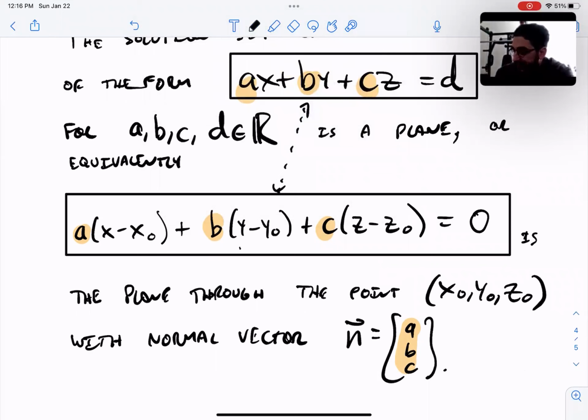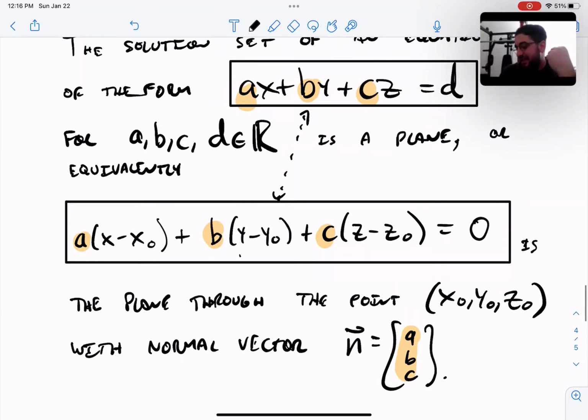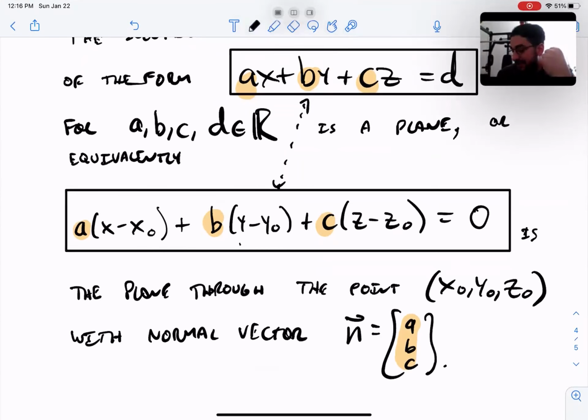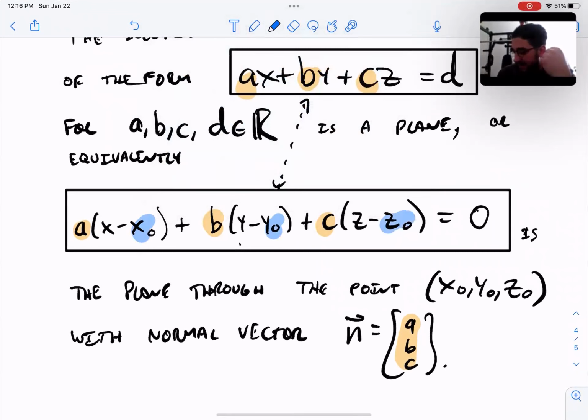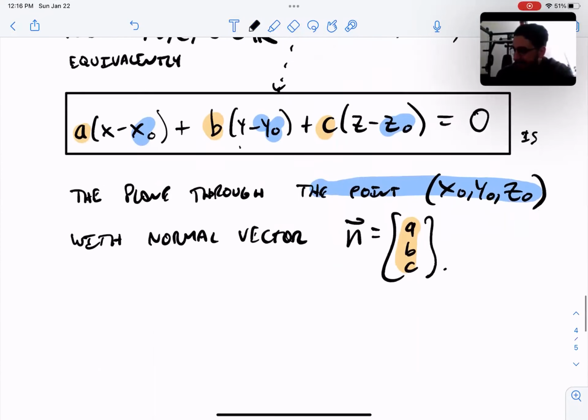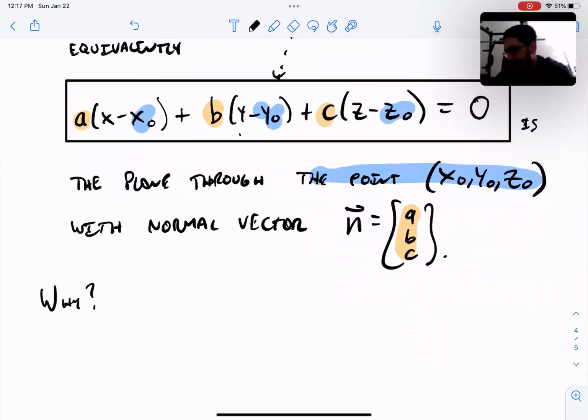What's harder about this top one is it doesn't really give you a point on the plane. You can plug in some numbers for x or y and then solve for z, and you could get a point on the plane, but the second one more explicitly gives you a point, right? So that's what's nice about this one: the point is sort of staring you in the face in that equation. So why is this the case? Why does this have this particular point and this particular normal vector?